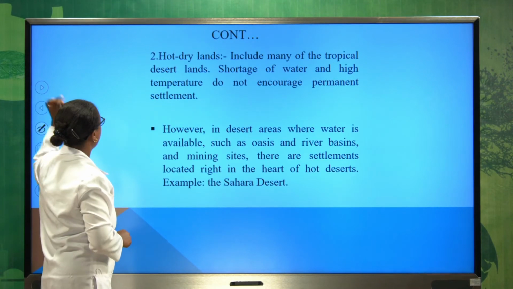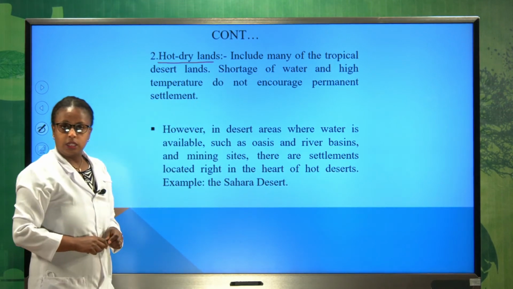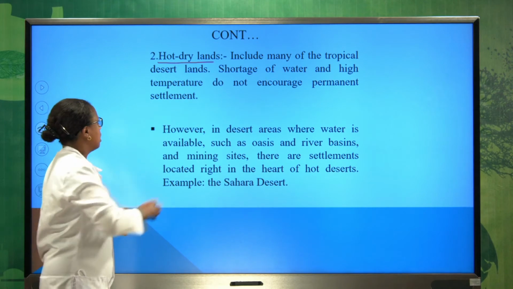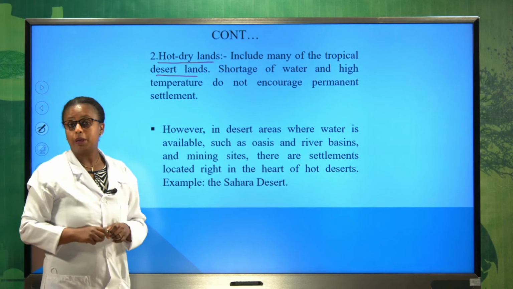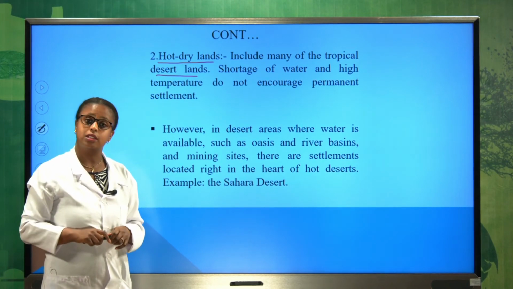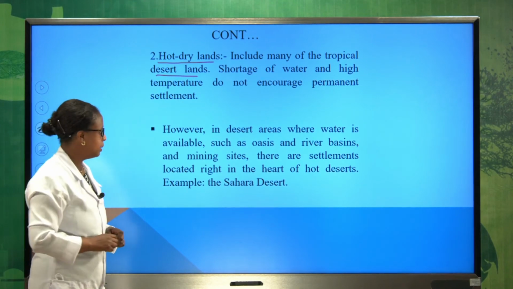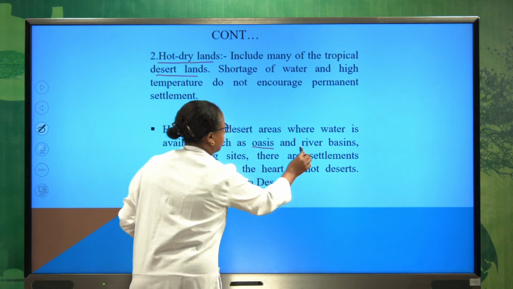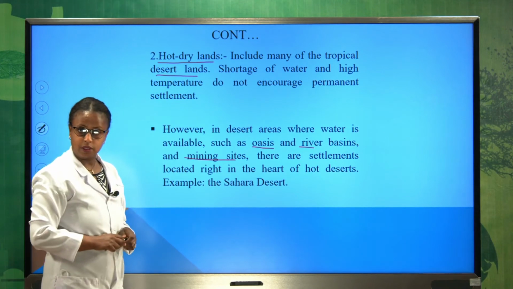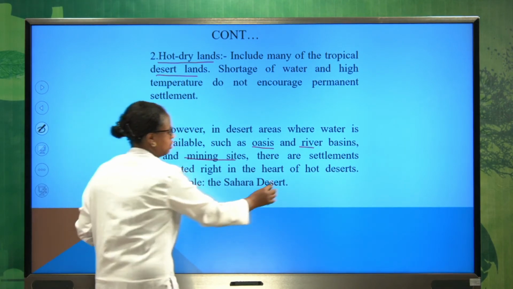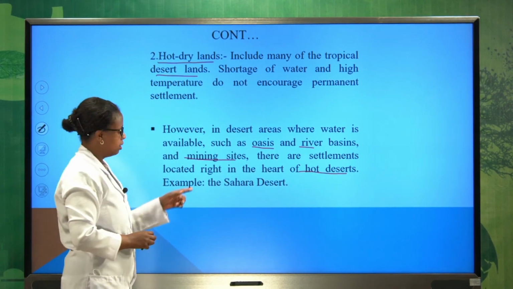The other sparsely populated region of the world is the hot dry lands, which include the tropical hot desert lands. Due to shortage of water and high temperature, the permanent settlement of a large number of people is very restricted or limited, but in areas where water is available, around oases, rivers, and in mining sites, there are settlements in the heart of the hot desert. For example, there are settlements in the Sahara Desert.